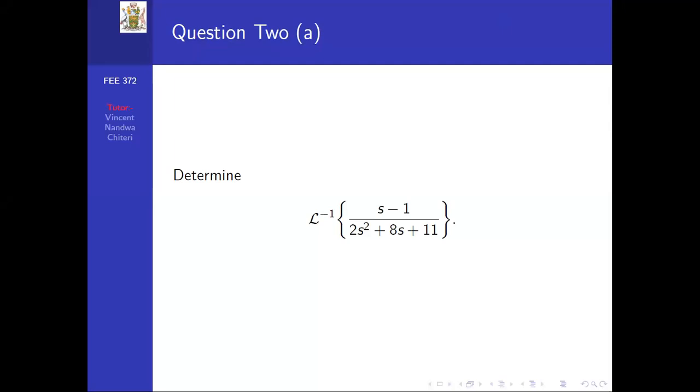So the problem is to determine the inverse Laplace transform of the function (s minus 1) over (2s squared plus 8s plus 11). The question is very simple if you are able to complete the square of the denominator so that you can get a standard expression similar to the standard transforms, and then pick the correct form of the inverse transform. So let's see what you're supposed to do.